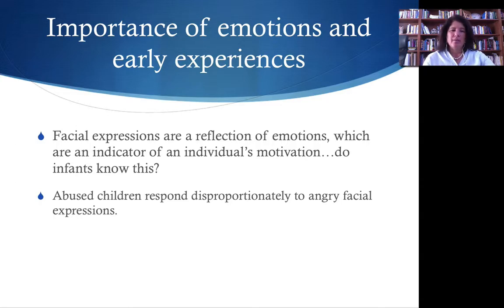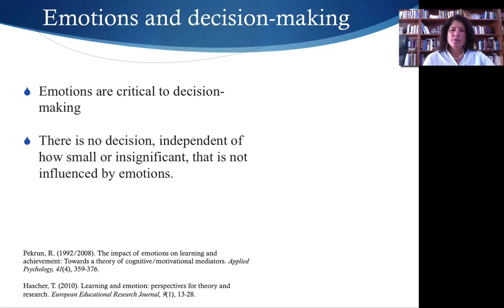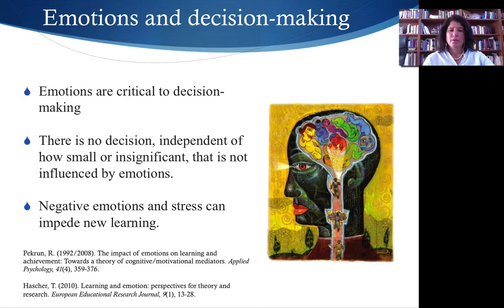So all of us have a fear of angry faces, but children who have that connection to a behavior of actually being abused or hit have a much stronger reaction to those negative faces as well. So what does this mean for emotions and decision making? We know that emotions are critical to decision making, and there's no such thing as a decision independent of an emotional interpretation, whether or not that's conscious to you, okay? And we also know that negative emotions and stress, due to the combination of neurotransmitters in your brain, can impede new learning, because you can't make a decision when you become paralyzed in your actions.